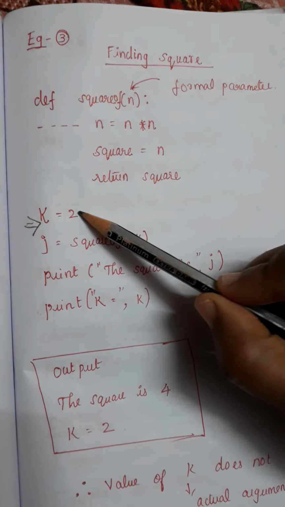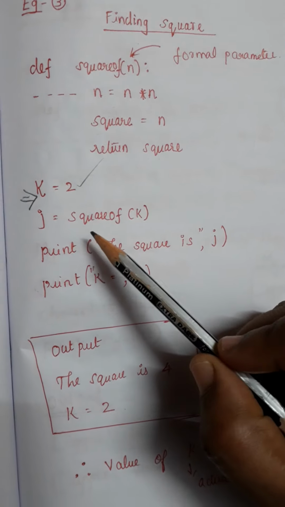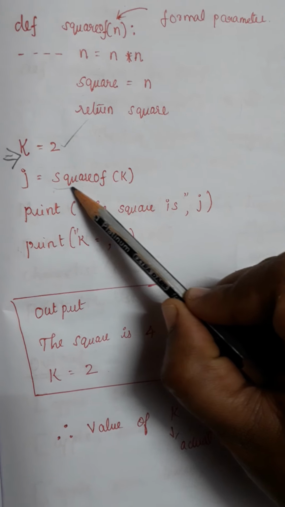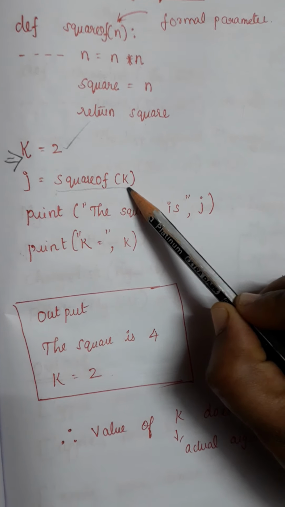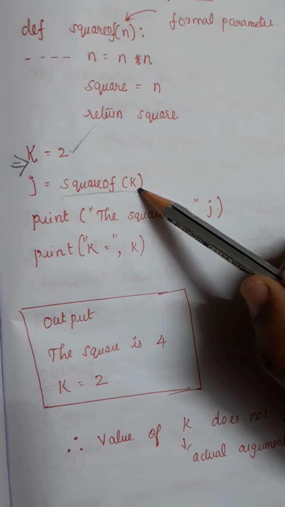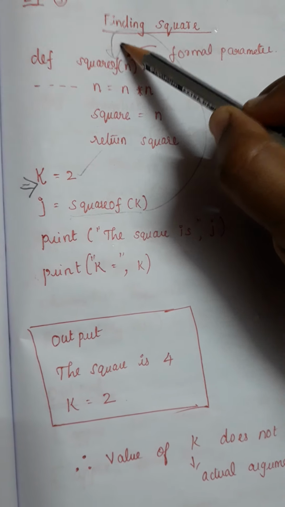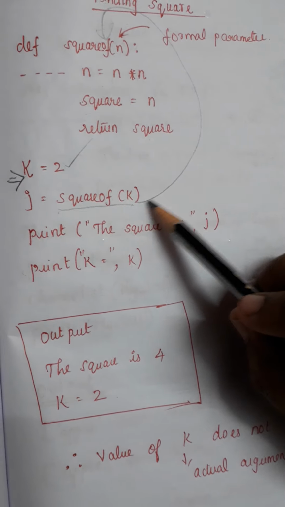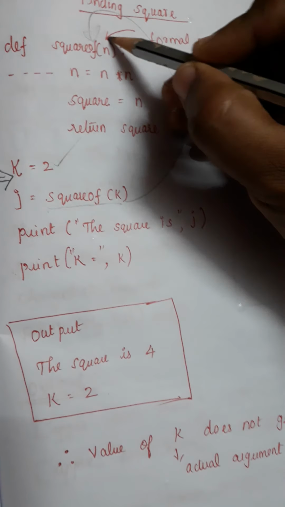So the value of k is 2. This is an assignment statement. So I'm calling square of k. From this portion, the program control flows here. It copies the value of k to n, right? So the value of n is 2.